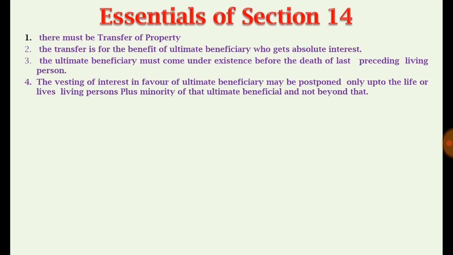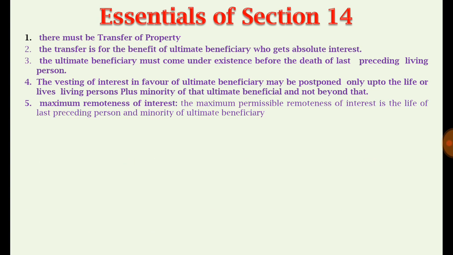It means as soon as the unborn person comes into existence, he is entitled to get that property, but for that purpose he has to fulfill a condition, and that condition is that he has to complete the minority period. So this is Section 14. The maximum remoteness of interest that the transferor can create is only up to that period, and that period is the minority of the ultimate beneficiary.